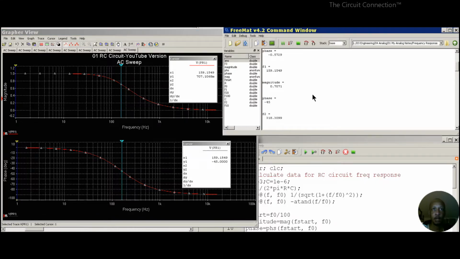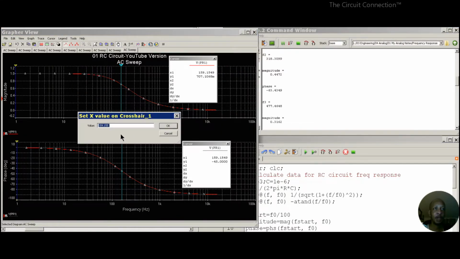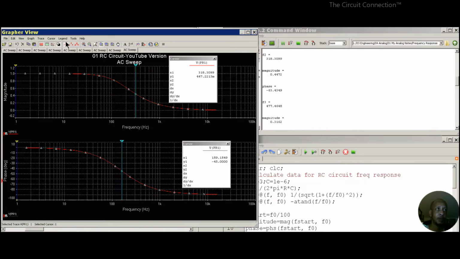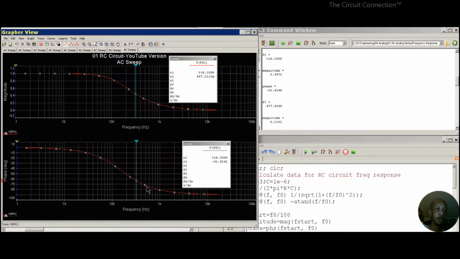Next here we're at F1, F2. That's at 318, right? So go back over here, cursor, X value, F2 is going to be 318.3. Well, let's put all of the digits in there, right? And I'm just going to use copy on this. And let's position the phase at the same frequency value, because those are two different cursors. Got to do them independently.